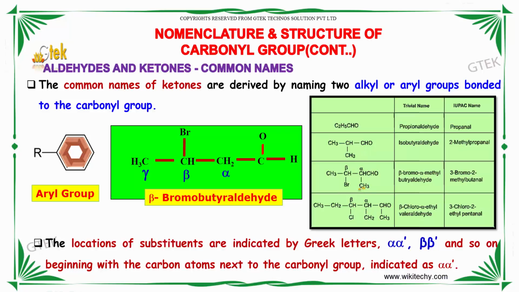And similarly, this 3-bromo-2-methyl butanal is named as beta-bromo alpha-methyl butyraldehyde. The IC of the acid is removed and the word aldehyde is added. It is just as simple as that. Similarly, the bigger compound here is named as 3-chloro-2-ethyl pentanal, whose trivial name is beta-chloro alpha-ethyl valeraldehyde.